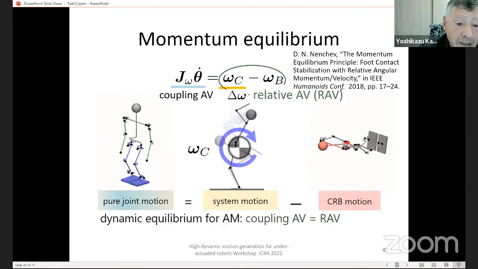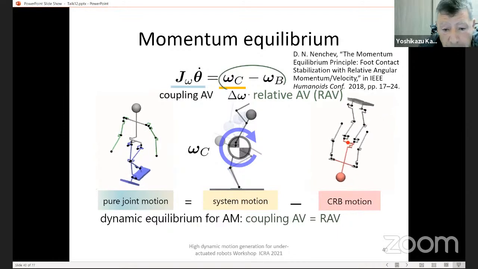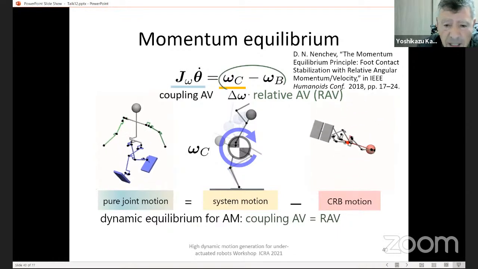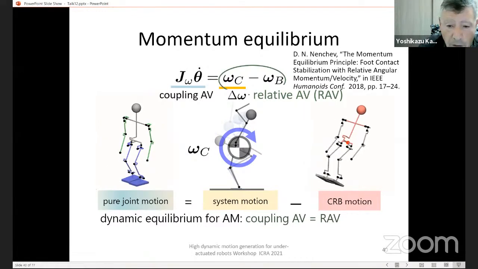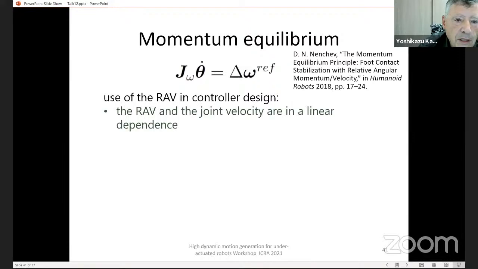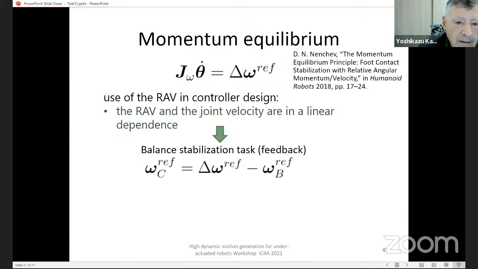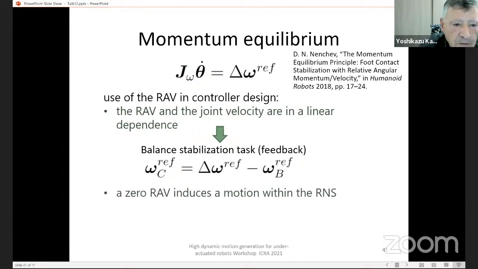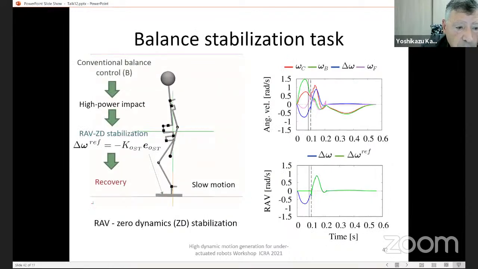And this is the dynamic equilibrium for angular momentum. Coupling angular velocity is always in equilibrium with the relative angular velocity. So we use this in controller design. We can use it for a balance stabilization task with feedback, or we can use it for zero relative angular velocity by using a motion in the reaction null space, balancing on a pole task. There is no feedback at all. So let me show you this.